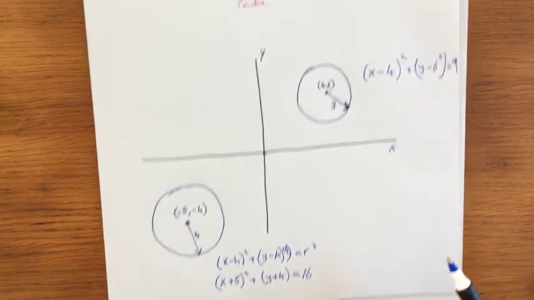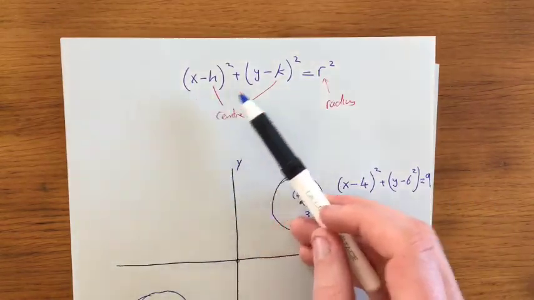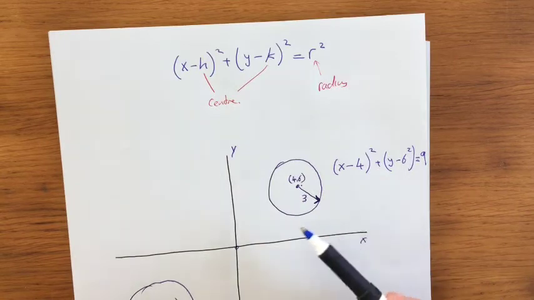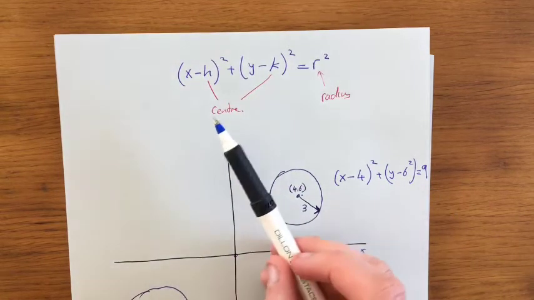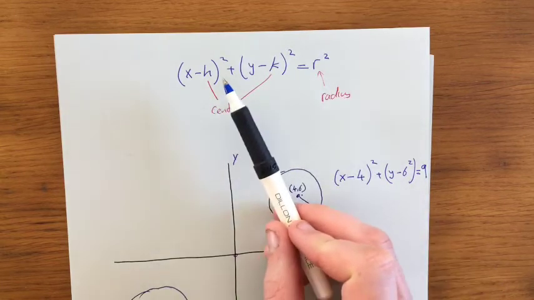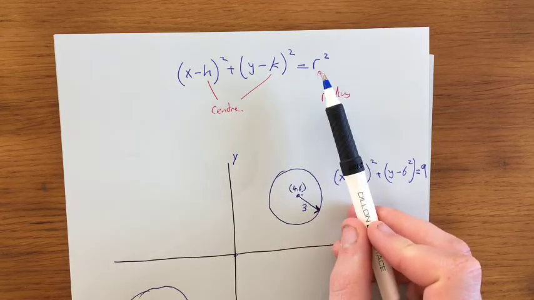To go over it again, this is only used if the center of your circle is not on 0, 0. This is what the equation looks like. h and k is your center point, and r is your radius.